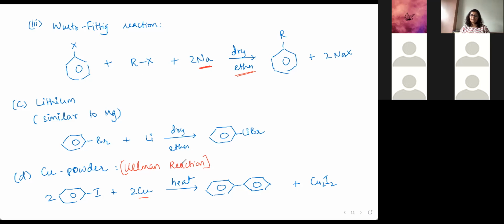What have you written beside copper? Beside copper powder? Ullmann reaction. That's the name of this reaction. But why dry ether? Why not acetone? Acetone has a C double bond O, right? So there is some amount of polarity here, which you won't find in dry ether.